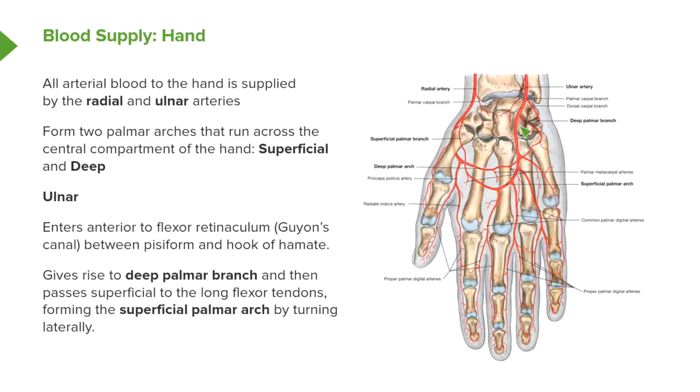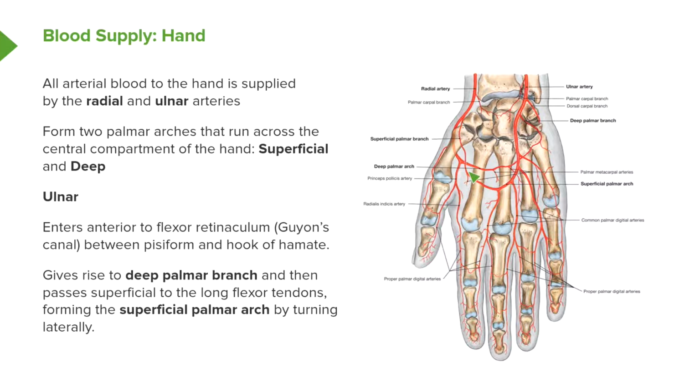And then as it progresses towards the central compartment of the hand, it gives rise to the deep palmar branch. So we can see that the ulnar artery is then giving rise to the deep palmar branch that goes around here. But the main trunk of the artery carries on and it passes superficial to the long flexor tendons and it forms the superficial palmar arch, which we can see here. So it gives rise to those carpal branches, it then gives rise to a deep palmar branch, which we'll come back to in a moment, but the main trunk of the artery carries on and it forms this loop, the superficial palmar arch.